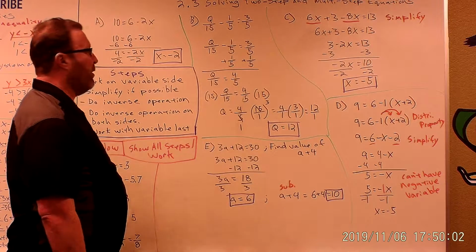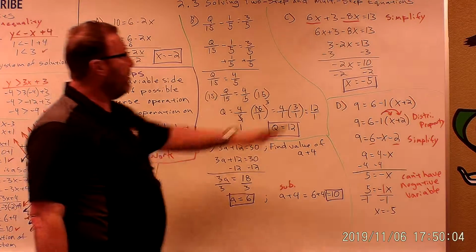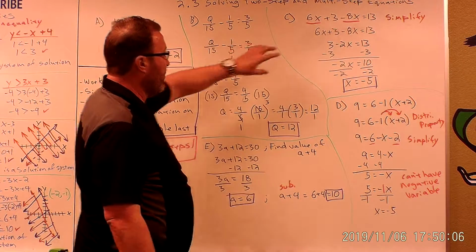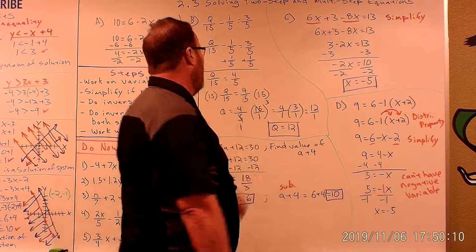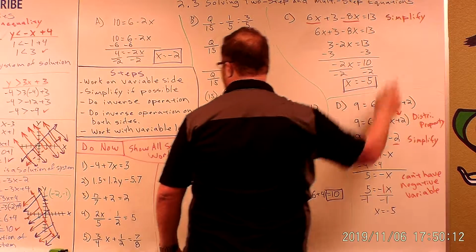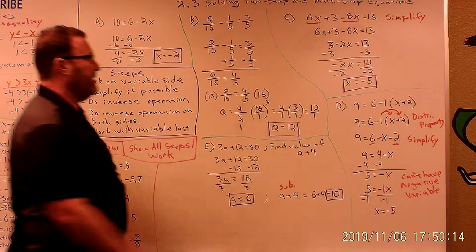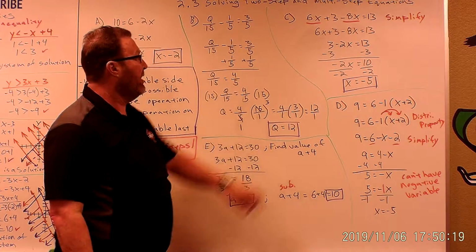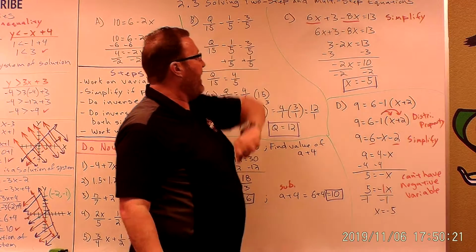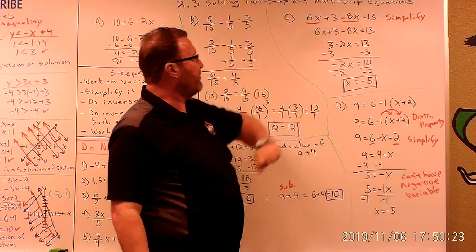First thing we're going to want to do, we're going to work on the variable side. We're working on this side, not on the equal side. Never, ever work on the equal side. Next thing we're going to do is simplify. Simplify means we can combine this 6 and we can combine this negative 8. I owe $8. I pay someone 6. Now I owe them 2.